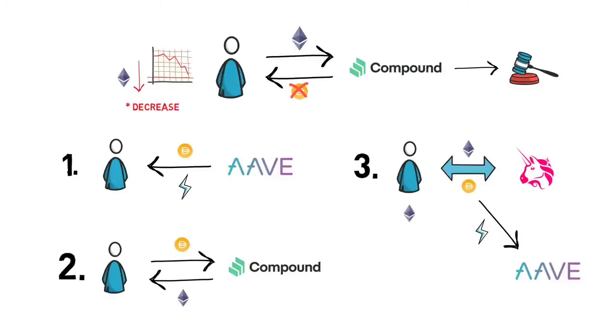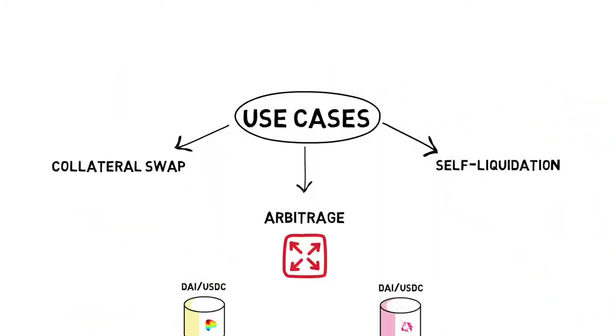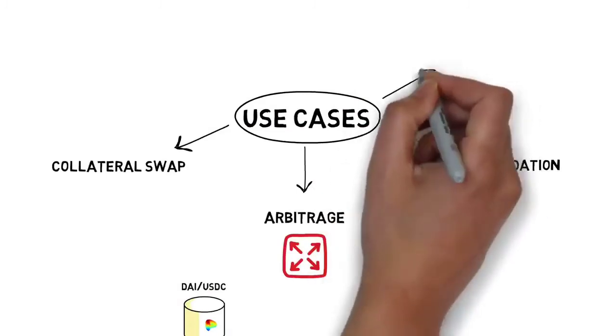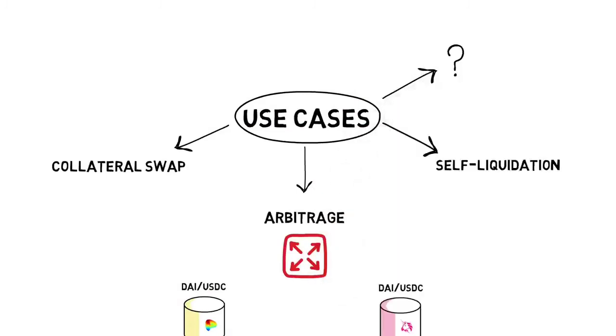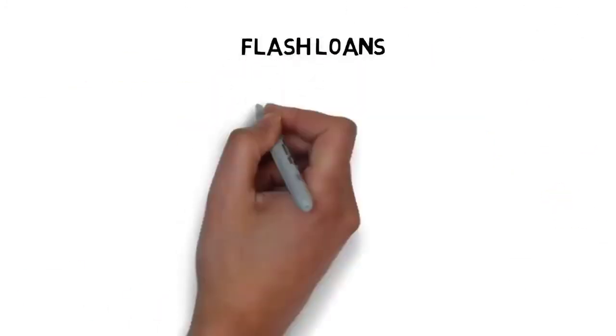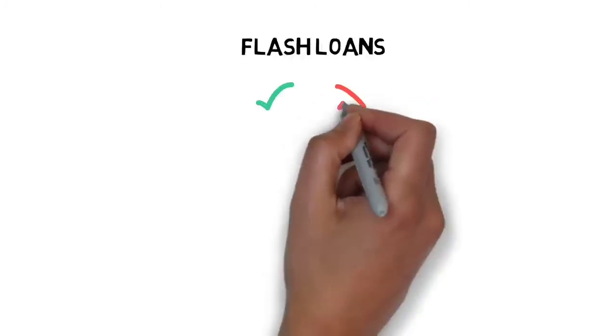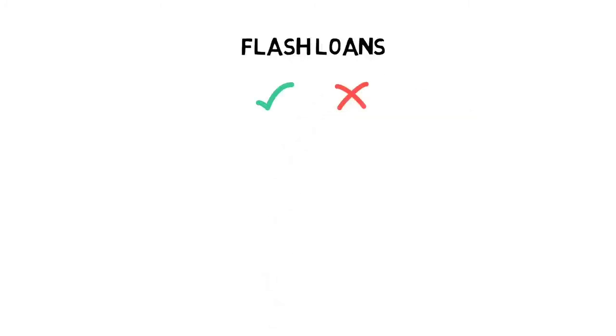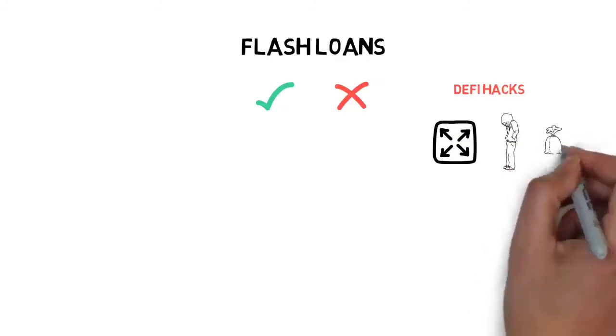These were the 3 most common use cases for flash loans. Of course, the concept of flash loans is quite new, and there are still a lot of use cases to be discovered in the future. Flash loans, similarly to crypto, can be used for both good and bad. When it comes to the latter, flash loans were used in most of the recent DeFi hacks and allowed hackers to magnify their potential profits, as they do not require any upfront funds.